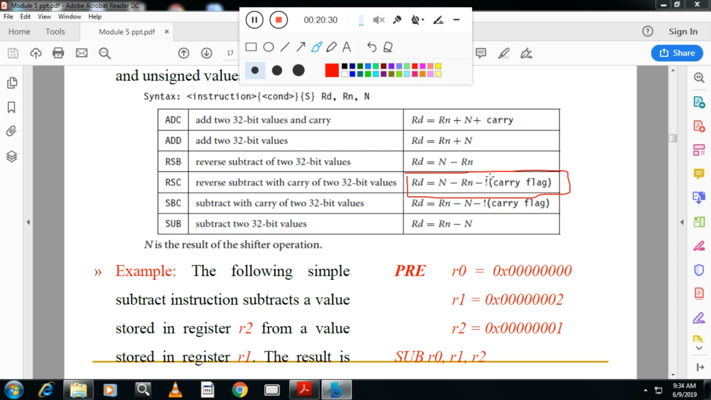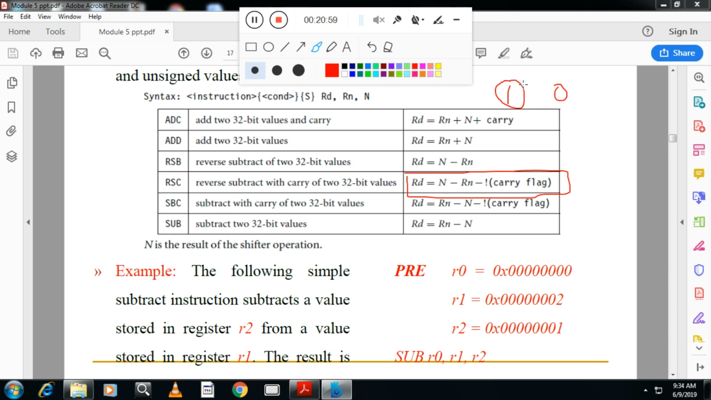Here you have to note one change. During the subtraction, carry flag becomes 0. During the addition, carry flag becomes 1. This change you have to remember in ARM. During the subtraction, carry flag becomes 0.